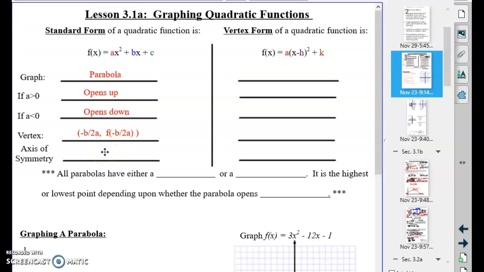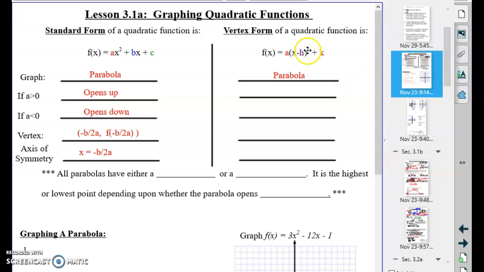My axis of symmetry is the opposite of b over 2a, and that kind of comes from x equals negative b plus or minus the square root of b squared minus 4ac, all over 2a. Well, at the axis of symmetry, everything under the square root part is 0. So that's why you just have the opposite of b all over 2a. So we're going to work through some of those things and how that actually comes into play. Over here, vertex form is a beautiful thing.